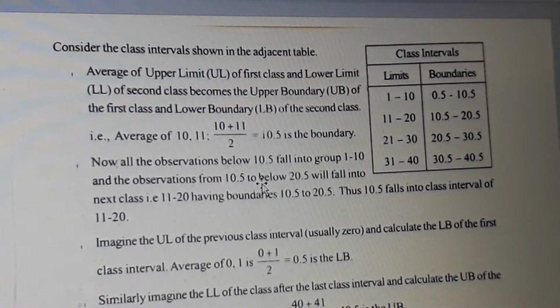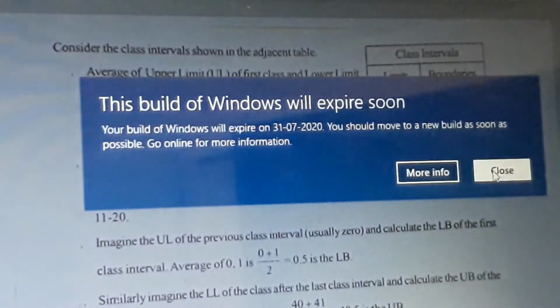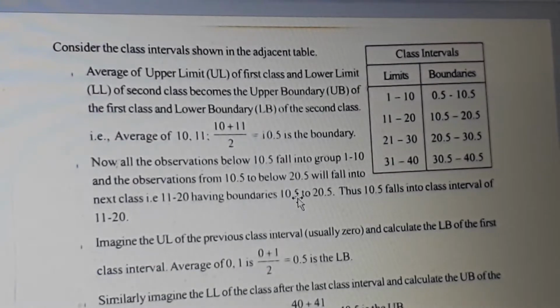10.5 to below 20.5 will fall into the next class, that is 11 to 20, having boundaries 10.5 to 20.5. Thus 10.5 falls into the class interval of 11 to 20. You say this: 11 to 20, limits, lower limit, upper limit, lower boundary, upper boundary. What is the boundary of 21 to 30? 20.5 to 30.5. Okay, next.